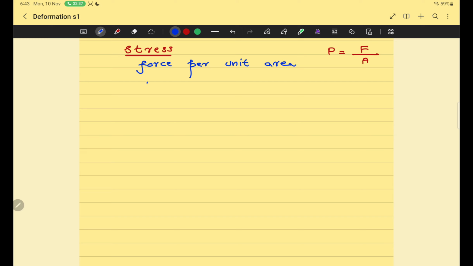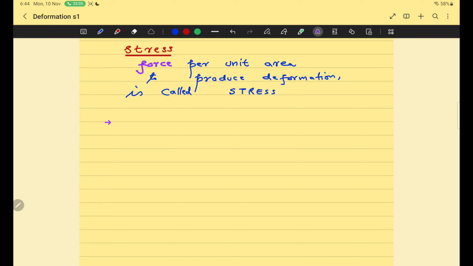force per unit area to produce deformation is called stress. You know, pressure has no connection with deformation. So we do not use the term pressure in this chapter. We use a new term, force per unit area, and this is the force which is producing deformation. So force per unit area to produce deformation, it is called stress.